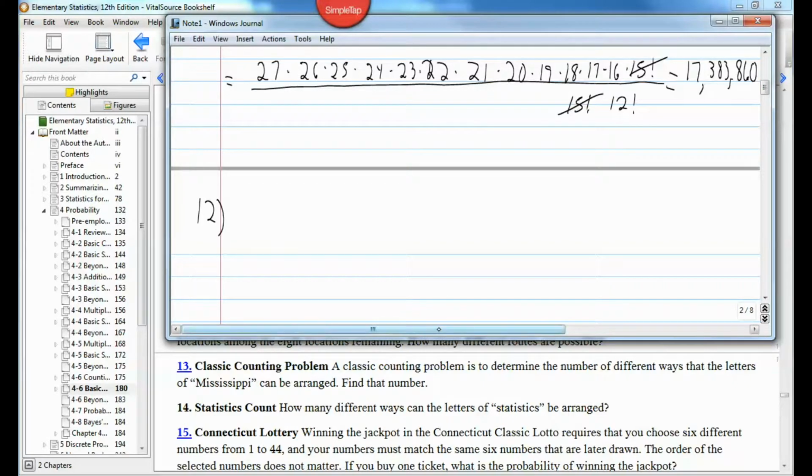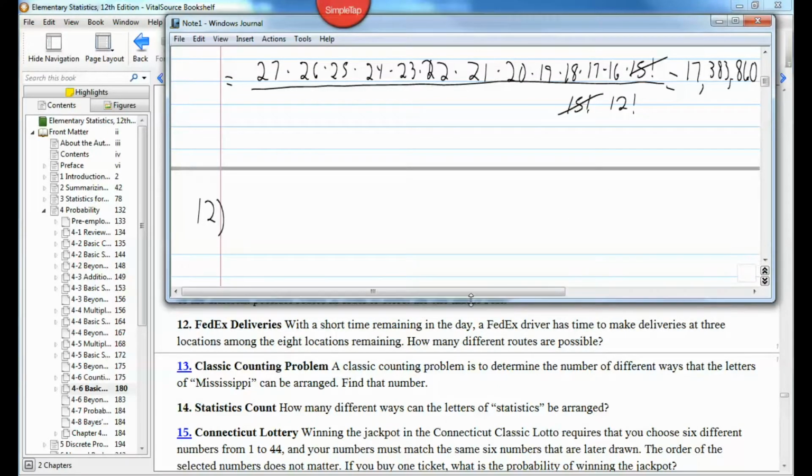Let's look at problem number 12. With a short time remaining in the day, a FedEx driver has time to make deliveries at 3 locations among 8 locations remaining. How many different routes are possible? So he has 8 places that he can go, and he's going to choose 3 of those places.